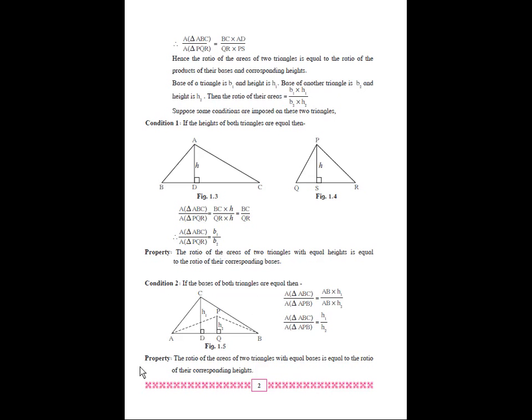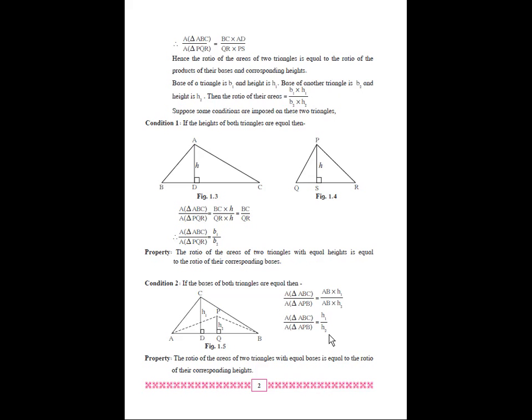Then the condition is when their base is equal and heights are different. The area of triangle ABC is compared with the area of triangle APB. ABC has base AB and height H1, and triangle APB has base AB and height H2. AB and AB are common, so you can remove them, and then you get H1 upon H2. That is the ratio of the areas of two triangles when their base is equal.